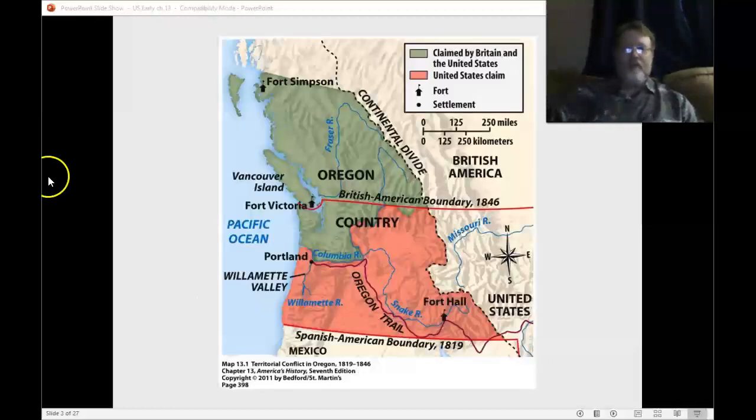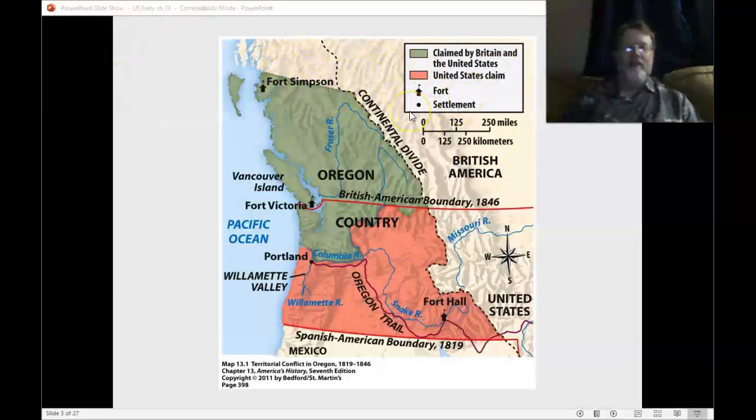Here we have the territorial conflict. From 1819 to 1846, we see the Oregon Trail, which led the Oregon Fever people out to the Willamette Valley, which was like a Garden of Eden on the West Coast. It really was. You have Portland there, Fort Victoria. Up here, you have Canada.